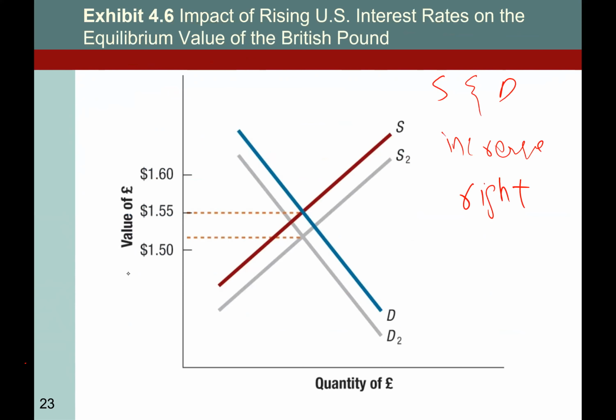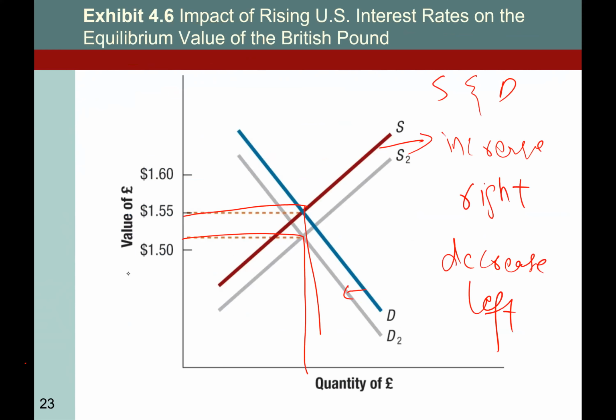So if supply increases, it means supply shifts to the right. And decrease means shift to the left, whether demand or supply, both cases. Demand decrease, shift to the left. And you see that we have a new equilibrium, and this was the old equilibrium. Whether the quantity is the same or not, look at the price. The price has decreased from $1.55 to $1.50.